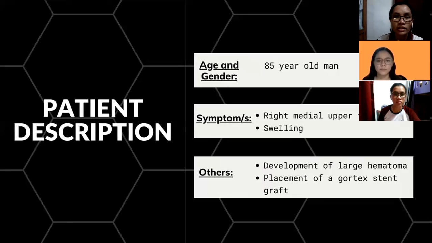For the patient description, for age and gender, 85-year-old man. For symptoms: right medial upper thigh pain and swelling, and others include development of a large hematoma and placement of a Gore-Tex stent graft. Next.